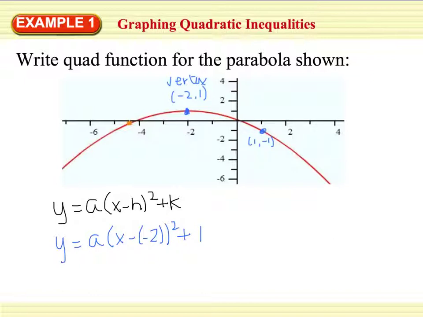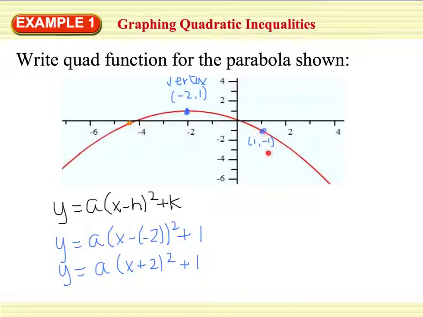Now, when we simplify this, we have y equals a times a quantity of x plus 2 squared plus 1. So we're getting closer, but we still don't have a completed quadratic function because I have too many unknown variables. I don't know what a is, for instance. So in order to solve for a, I'm going to use the additional point that was given so that I can solve for that value and write my final formula.